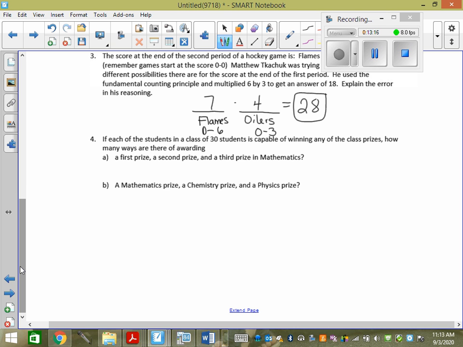Number 4. If each of the students in a class of 30 students is capable of winning any of the class prizes, how many ways are there of awarding a first and a second and a third? So if you win first, you can't win second and third. So I have 30 to win first, then to win second, 29, and then to win third, 28. How much does that equal? 24,360.